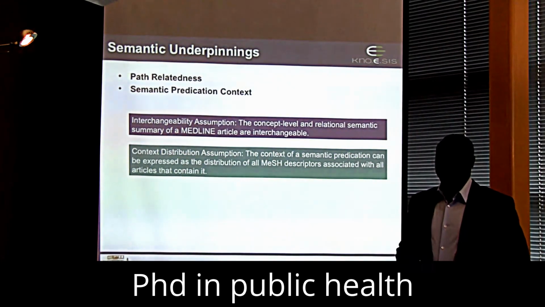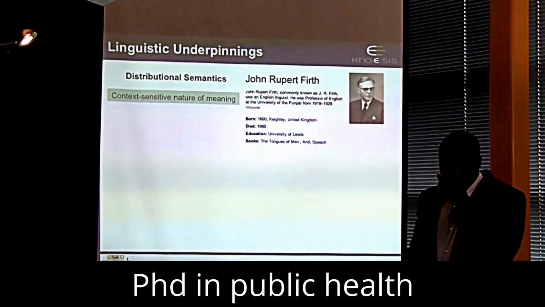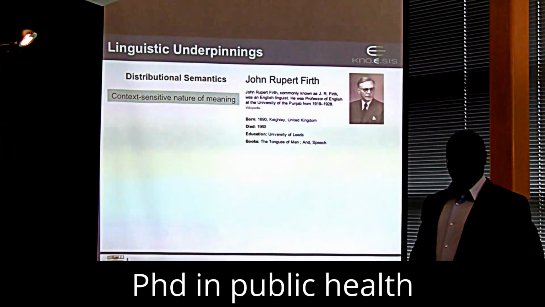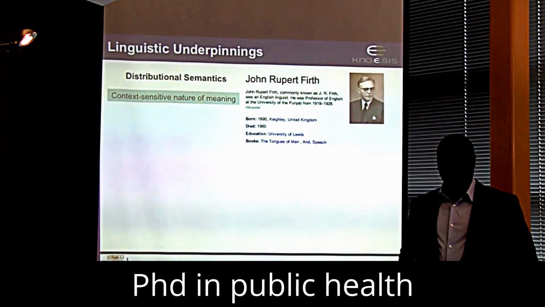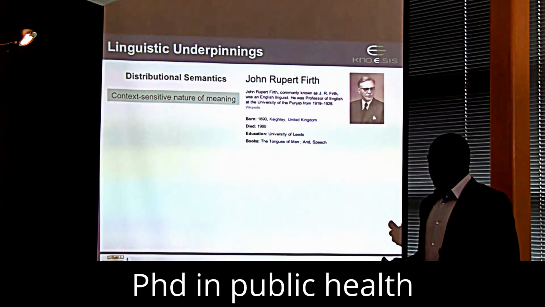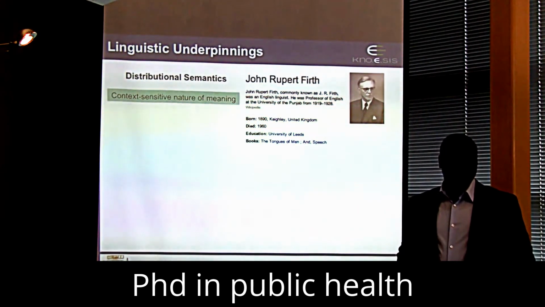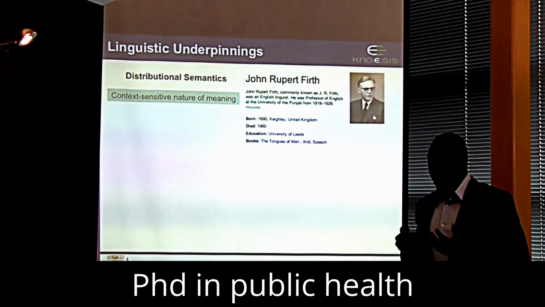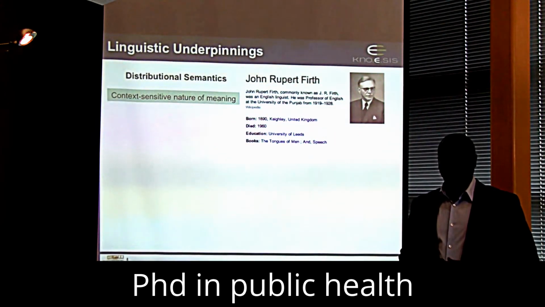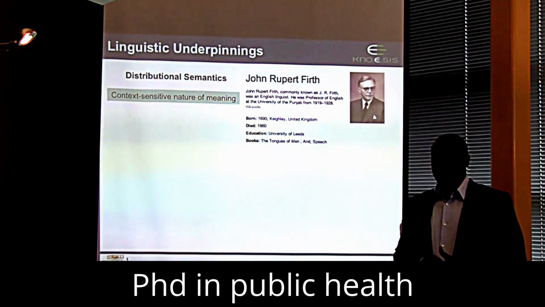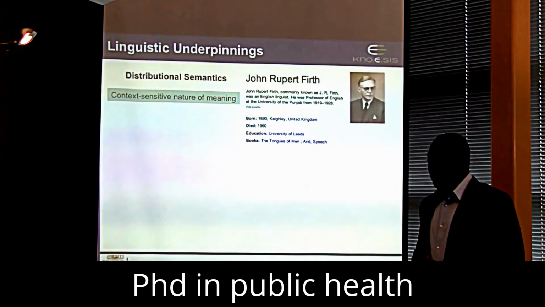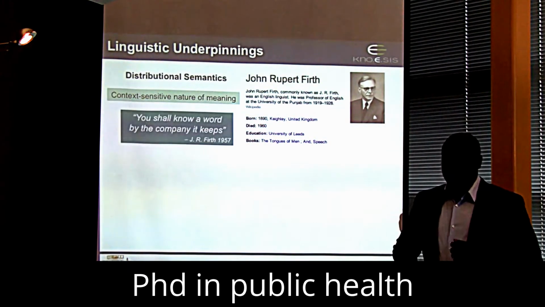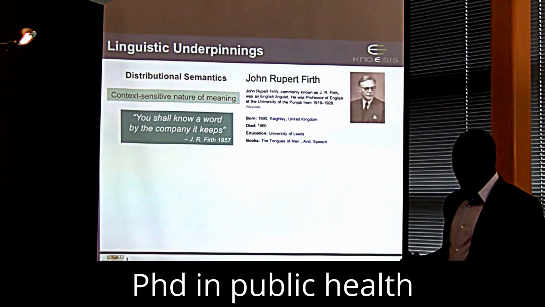subgraphs along multiple dimensions. This sort of thing is deeply rooted in distributional semantics, which is a field pioneered by John Rupert Firth. Firth is famous for being one of the first people to talk about the context-sensitive nature of meaning. Essentially, he says, in order to understand a word, one must understand its context. The word bad, for example, can mean exactly that, or it can mean good, depending on the context. So what he says is, you shall know a word by the company it keeps.